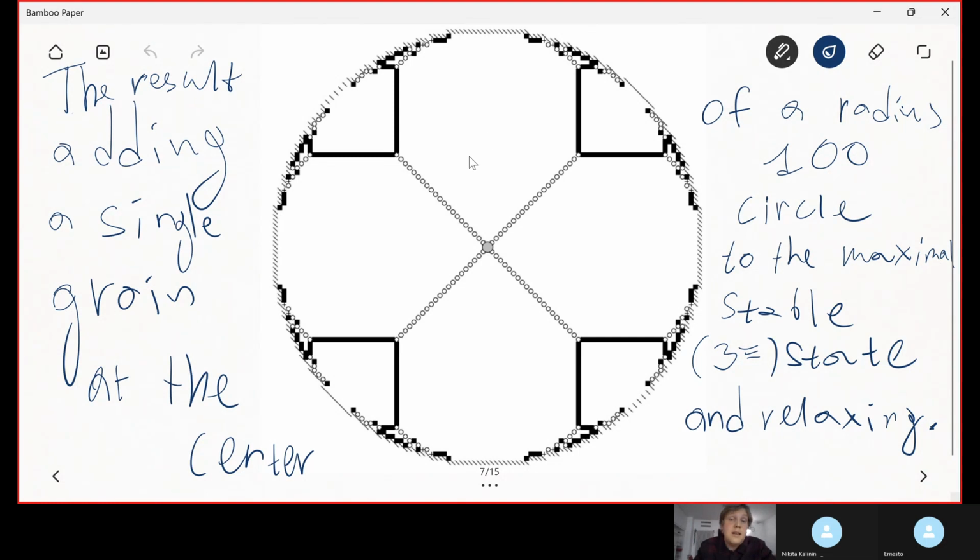The white here is as usual 3. The small circles, I think it's 1. Black squares is 2, and I don't see... Yeah, there are also crosses. The crosses are 0, but there are very few of them. Okay.